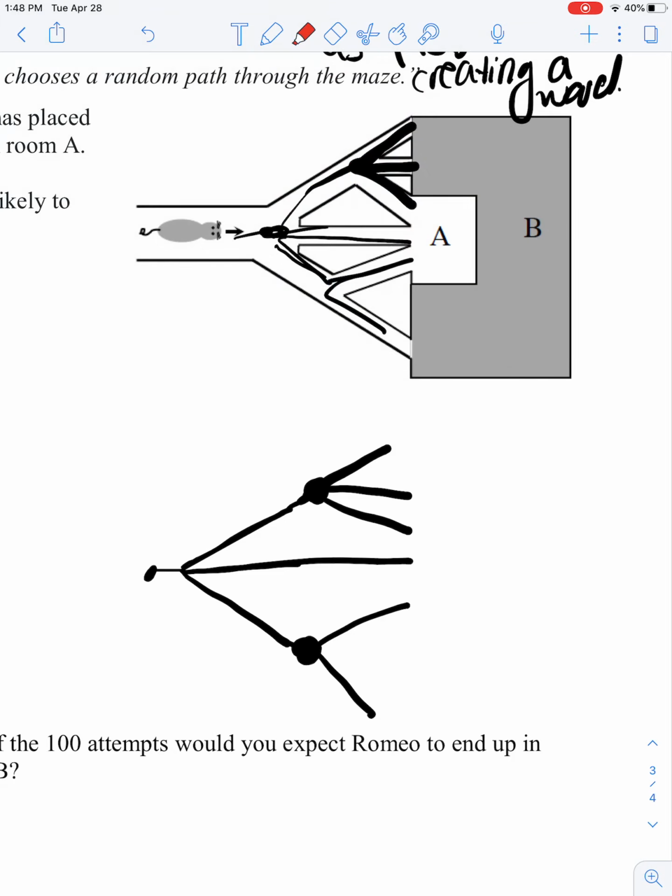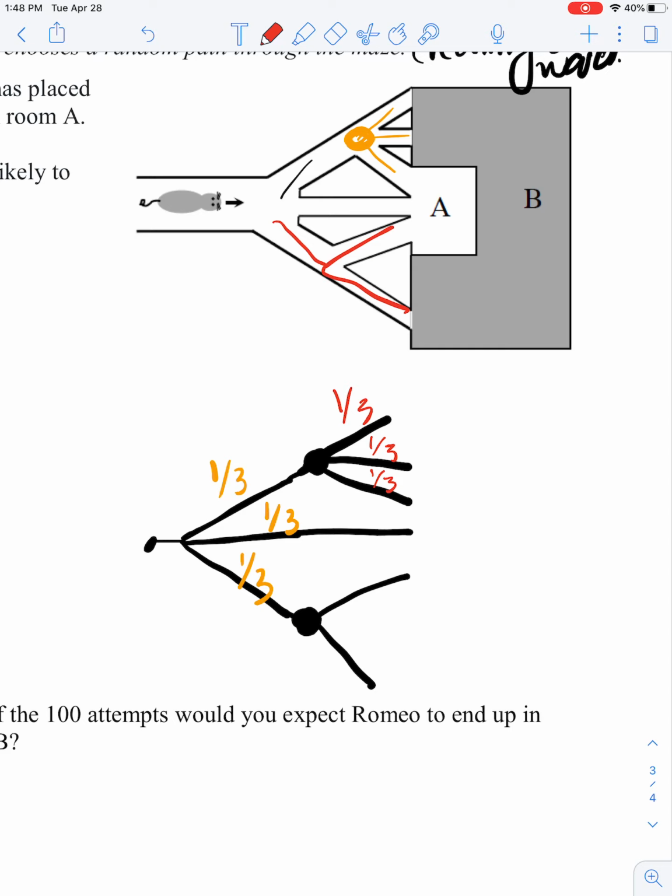Now, Romeo comes to his first intersection. If he is equally likely to choose any of the doors, and there's 3 doors, each door is going to have a 1/3 chance at the first intersection. Then he comes to this next intersection. Say he chooses the left route. He has another 1/3 chance of choosing the next path. And then if he went this way, he has a 1/2 chance of choosing each one because there's 2 total options.